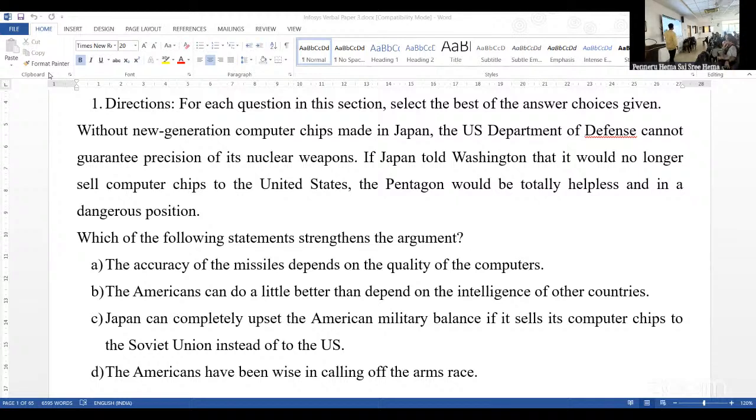Next one, either A or B. Now, next one, the Americans can do a little better than depend on the intelligence of the countries. From the question you may get a sense of this, but the whole point of the argument is between computers versus missiles. So that is the reason this strengthens the argument.